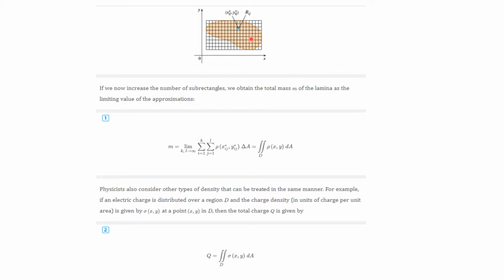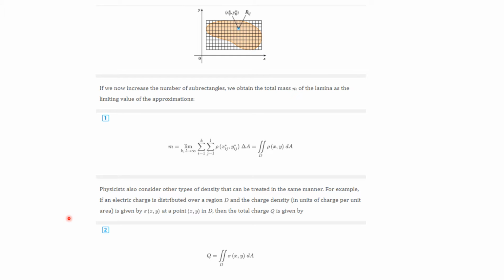So here we've divided into rectangles, and here's the resultant integral. So what we find is that the mass is the double integral over the region D of the density rho of xy dA.